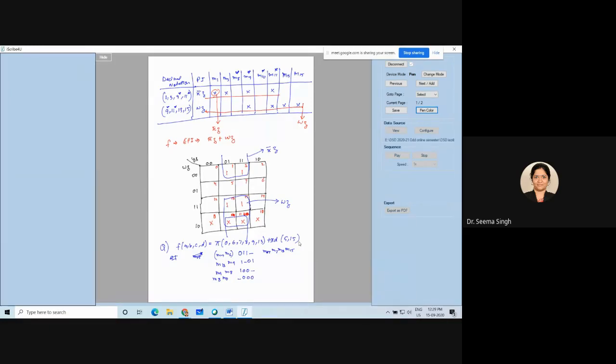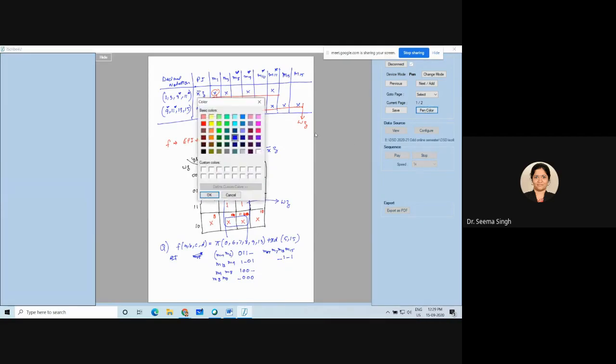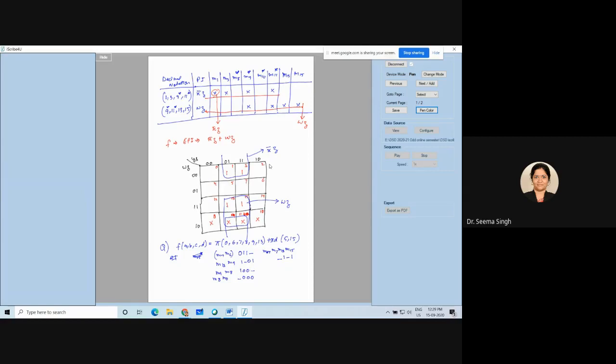M5, 7, 13 and 15 will be written as dash 1 dash 1. Okay. So till here it is the same. Now I will tell you the difference. The only difference is when you write it in the variable form, the change comes. Till here it is the same. When you write in the variable form, for this first one, what will you write?